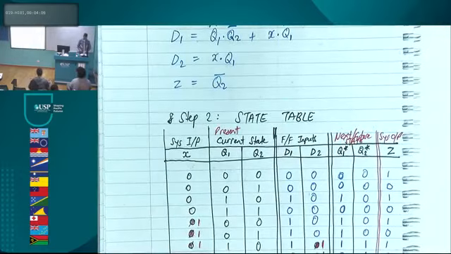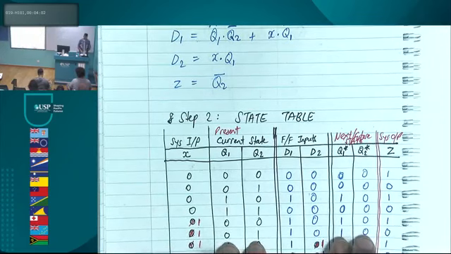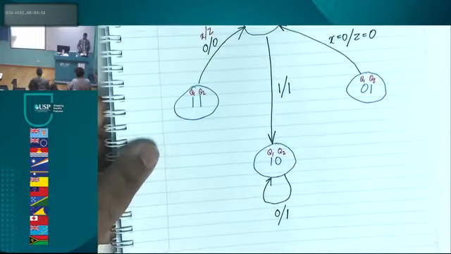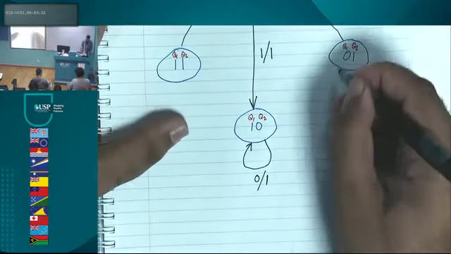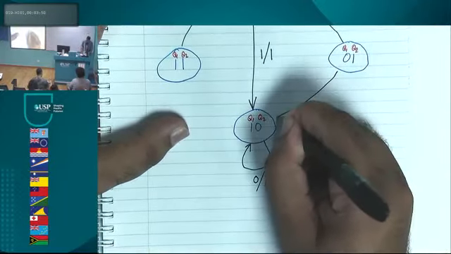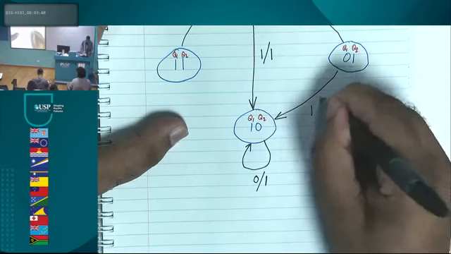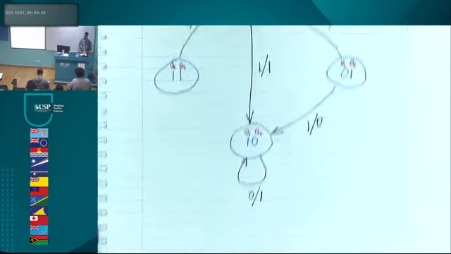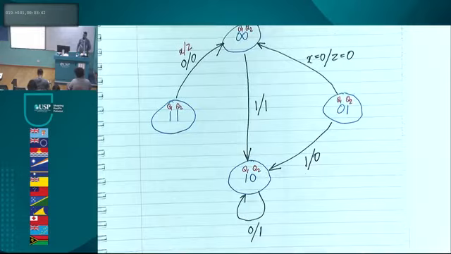All right, next one. Sorry, where were we? Here, 0, 1 becomes a 1, 0. Input is 1, output is 0. 0, 1 becomes a 1, 0. Input is 1, output is 0. 0, 1 becomes like that.